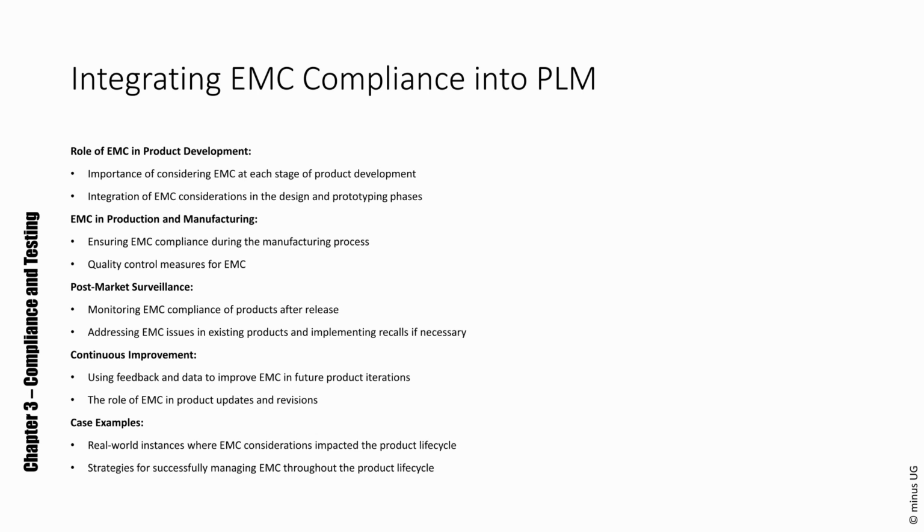Continuous improvement. EMC considerations are also important for continuous improvement in product design. Feedback and data collected from EMC testing, customer use, and post-market surveillance inform improvements in future product iterations. This iterative process ensures that EMC performance keeps pace with evolving standards and customer expectations. The role of EMC in product updates and revisions is to maintain compliance and to address any new sources of EMI that may arise from changes in technology or usage patterns.